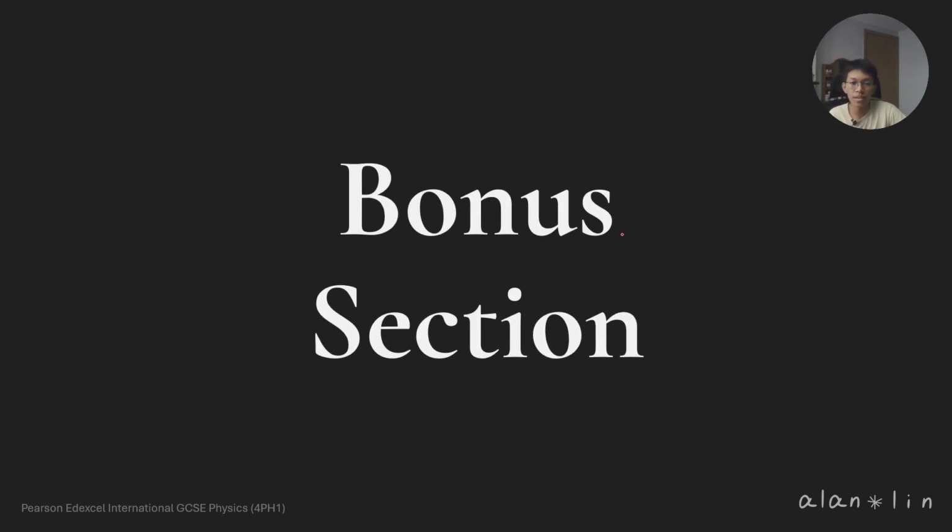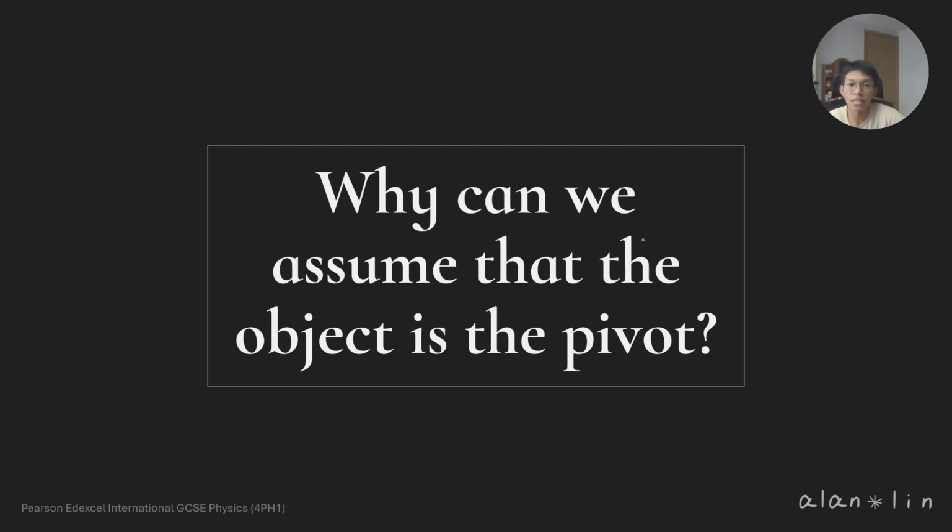Alright, now is the bonus section, and in this bonus section I want to talk about why we can assume that the object is the pivot, because this is kind of the elephant in the room and it is very weird, right? Usually we put the pivot at the ends of the beam. So why can we assume that the position where the downward force is exerted is the pivot?